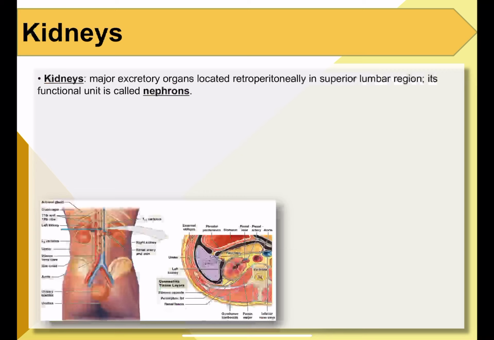And finally, you have the most complicated organ of the urinary system, which is the kidney. We have two of these organs that are located retroperitoneally. Remember, retroperitoneal means it's half attached by serous membrane, just like the esophagus, not entirely surrounded by the serous membrane. So it is located retroperitoneally in the superior lumbar region with respect to the spine, and they have functional units called nephrons.